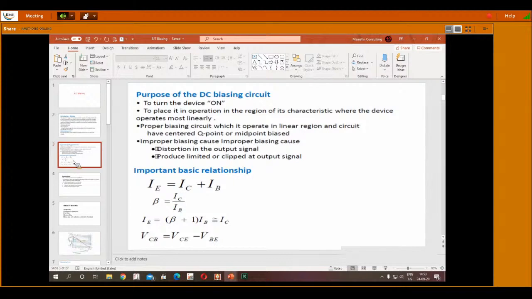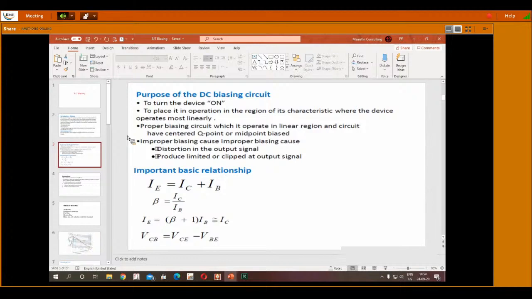Hence, for a faithful amplification without distortion, you must operate your transistor in the active region. The transistor is operated in the active region by applying a forward bias at the input junction and a reverse bias at the output junction. We are already familiar with the input and output junctions in a transistor: emitter to base is the input junction and collector to base is the output junction.